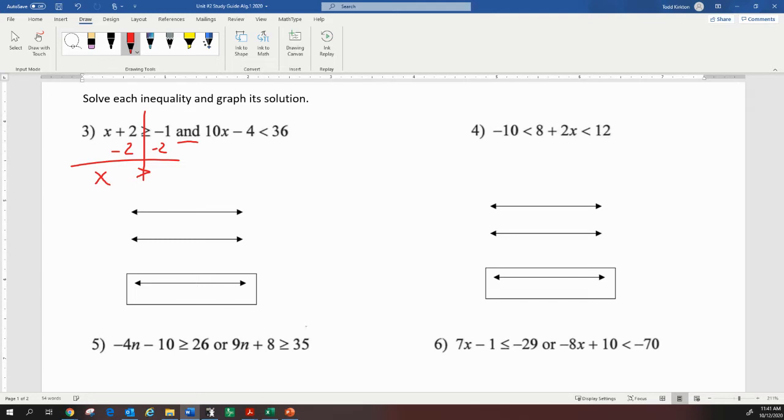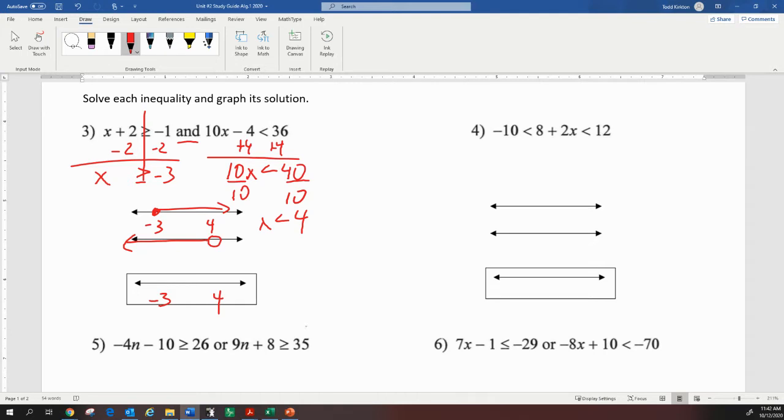So x is greater than or equal to -3. Solve here. X is less than 4. Okay, so we graph. What I do is put a -3 and a 4 right here because I'm going to be graphing both of those. So I'm greater than -3, less than 4. Both my -3 and 4 are going to be on my final answer.